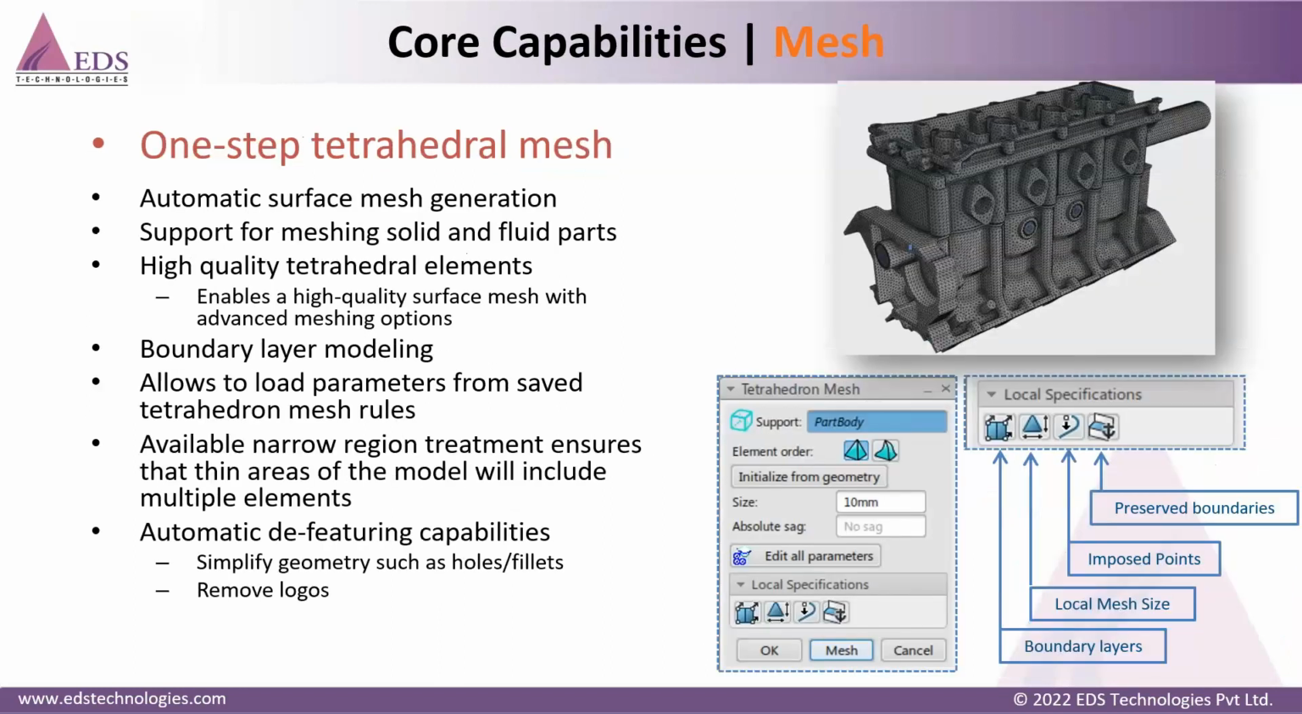So moving on, again coming to the same core capabilities, I do have a few slides on the core capabilities. So this is one step. Tetrahedral mesh also is available, although we prefer hex dominated or hexahedral mesh. We do have one step tetrahedral mesh wherein automatic self mesh generation is possible. It supports meshing solid as well as fluid parts. Boundary layer modeling is available, and this mesh also allows loading parameters from saved tetrahedron mesh rules, which I might have used previously for a different project.